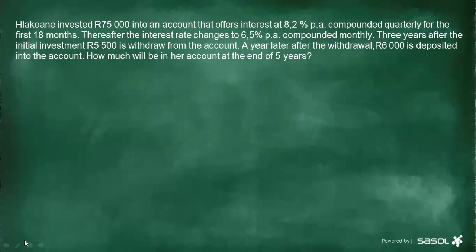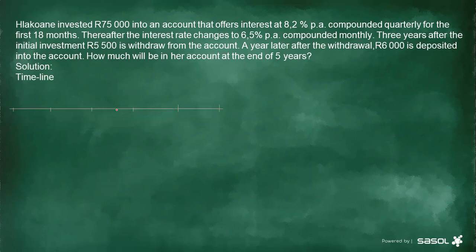Now you can see from this scenario that we've got more than one interest rate, and we also have the withdrawals and the deposit. Let's see how we tackle this question. You need to draw your timeline and put everything on the timeline so that you can see where you start. Let's see the timeline.